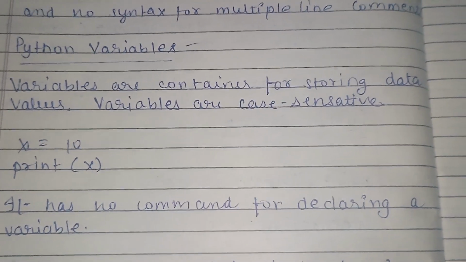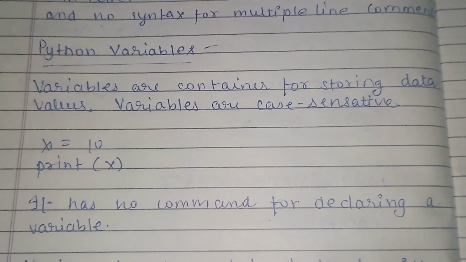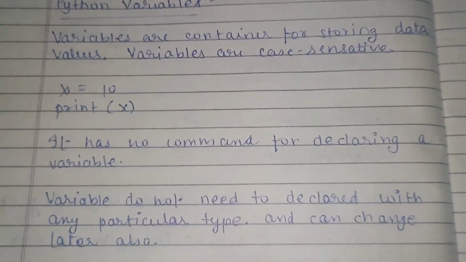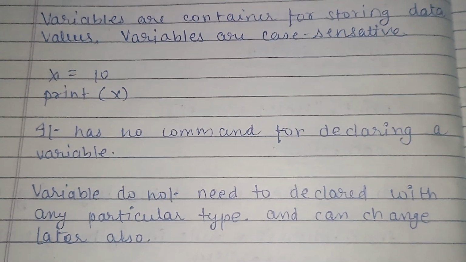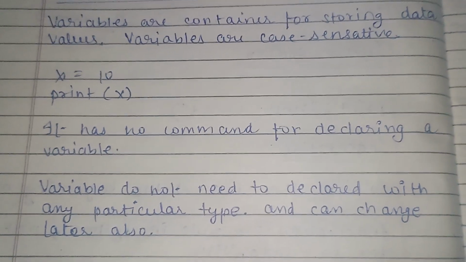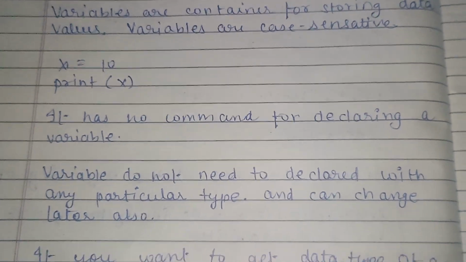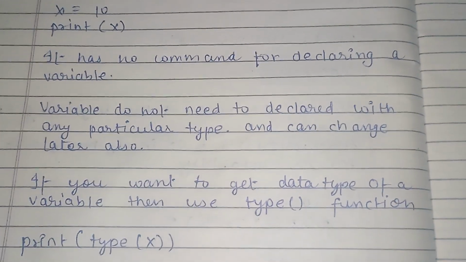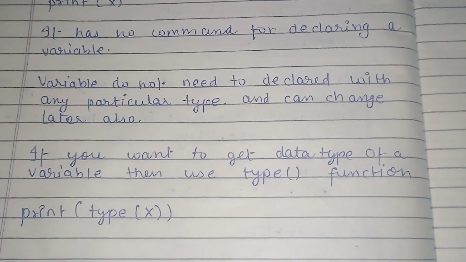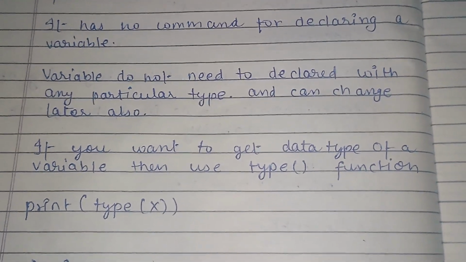Python variables are containers for storing data values. Variables are case sensitive. And x is equal to 10, meaning here x is a variable and we assign a value to x. It has no command for declaring a variable. Variables do not need to be declared with any particular type and can change later also.